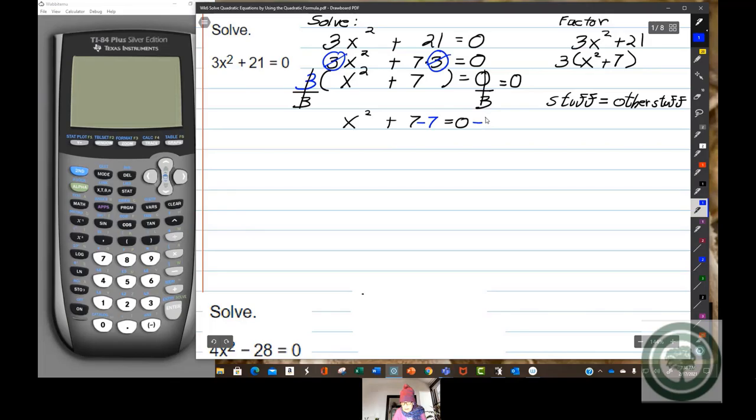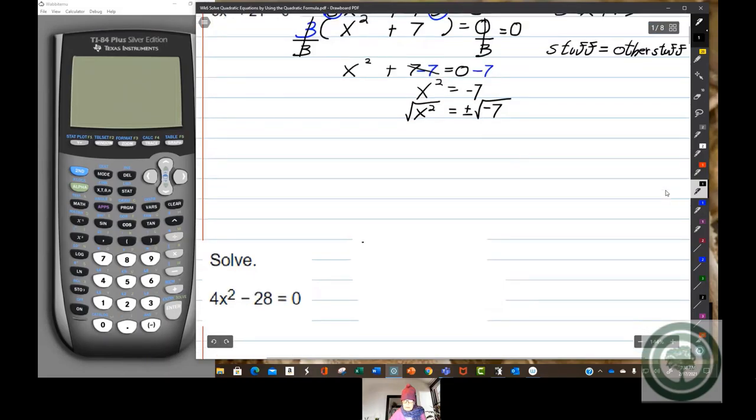Now I'm going to use the square root principle. I subtract 7. Let's do it this way. I subtract 7 from both sides of the equation. Well, that's 0. So I have x squared equals 0 minus 7 is negative 7. Now I have to solve for x, not x squared. So I take the square root of both sides of the equation. And that's what I've got right now.